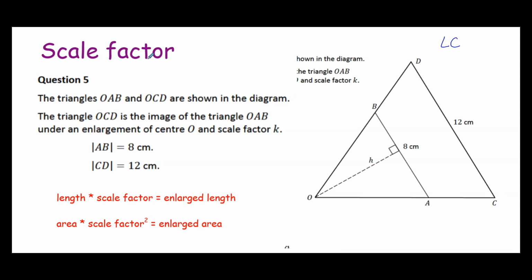So we are looking here at a small area of your curriculum, but the one that shows up pretty often is scale factor. The triangles OAB and OCD, so the small one and the big one, are shown. The triangle OCD is the image of triangle OAB, so they are almost the same. What's the difference? The small triangle got enlarged and became the big triangle, an enlargement of centre O and scale factor K.